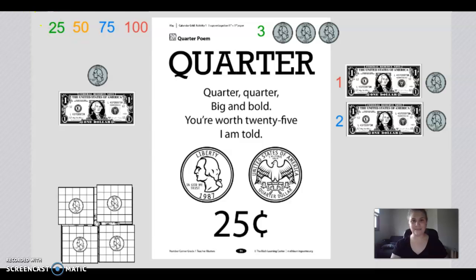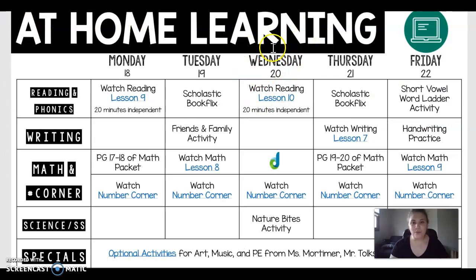Great job, friends. Today is Wednesday, and let's see what our at-home learning is today. We have a reading lesson, lesson 10. Watch that on Google Classroom. There is no writing, although if you did not finish your friends and family activity, you can certainly do that today. Dreambox for at least 20 minutes. The link to that is in Google Classroom also. Watch Number Corner like you are doing right now, and complete your Nature Bites activity.